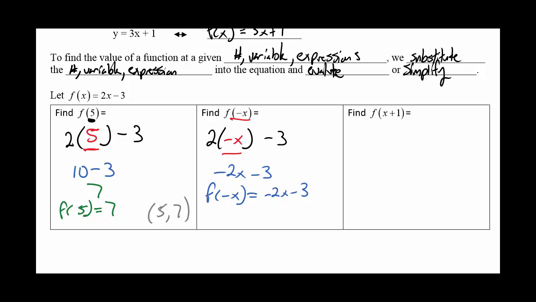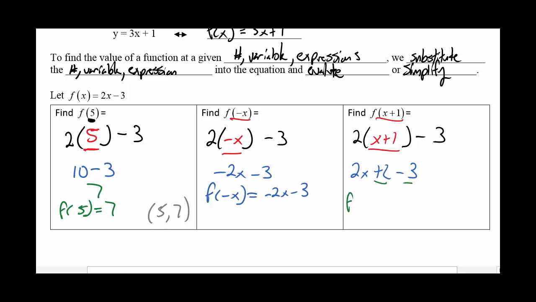All right, in this last example, we are replacing it with a variable expression, which sort of starts off the same. So 2 with a blank minus 3, and then I want to fill the hole. So I'm going to write x plus 1 inside the parentheses, and then I'm going to distribute that. So 2x plus 2 minus 3 at the end, and I can see there are like terms. So f of x plus 1 equals 2x minus 1, and that would be my final answer.